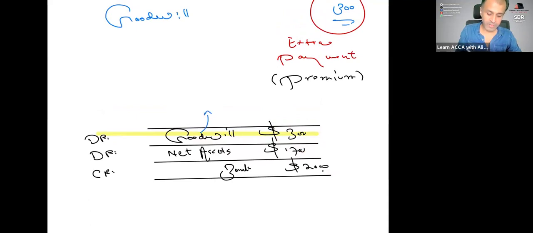In the individual financial statements of the parent, goodwill cannot be capitalized. Goodwill is a component of the group financial statements, so it will be capitalized in the group financial statements, not in the individual financial statements of the parent. It's a consolidation component. Only the group financial statements will include it, because in individual financial statements it cannot be capitalized.